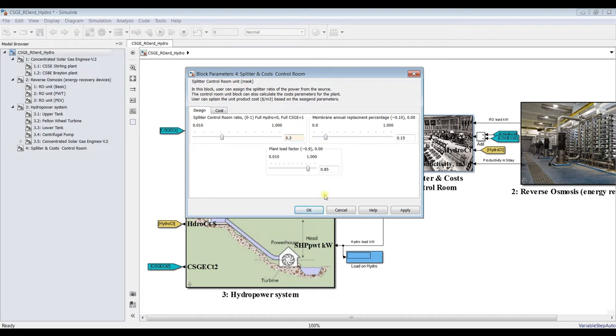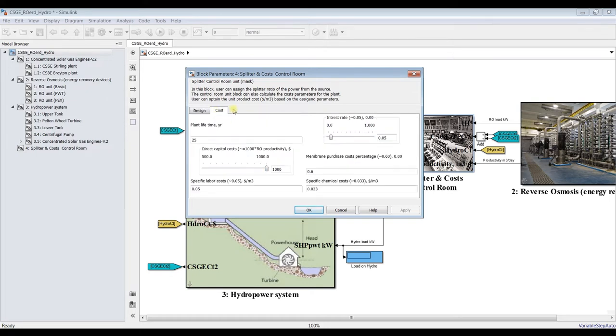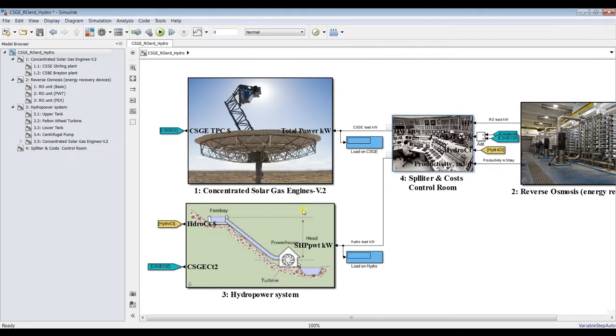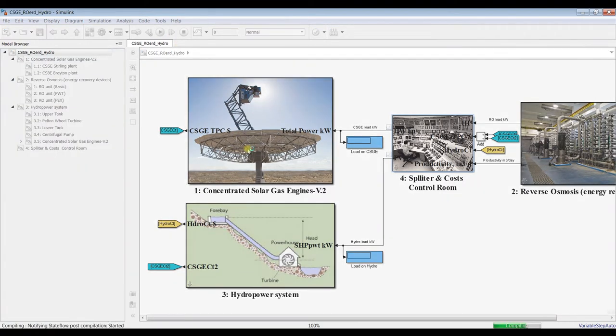Let's hit apply. For membrane annual replacement, I will keep this. And cost considerations: plant life, interest rates, and direct capital cost for reverse osmosis. I will keep all of these. So we just assigned our inputs. Let's hit run and see our results.